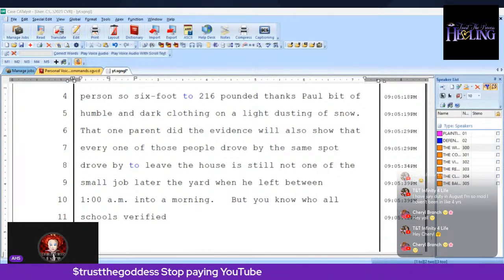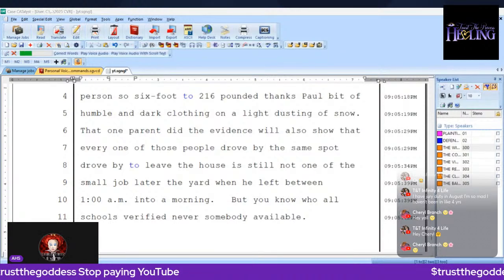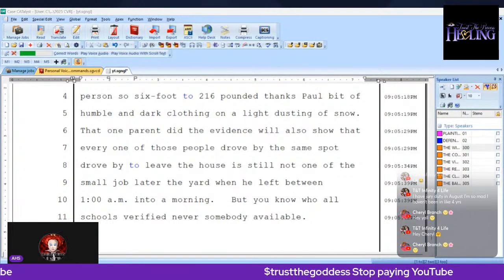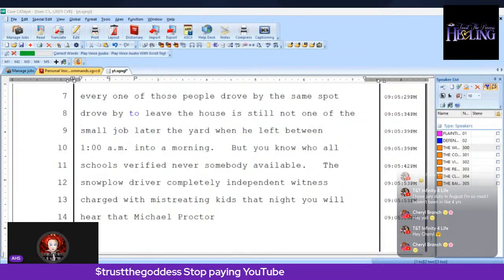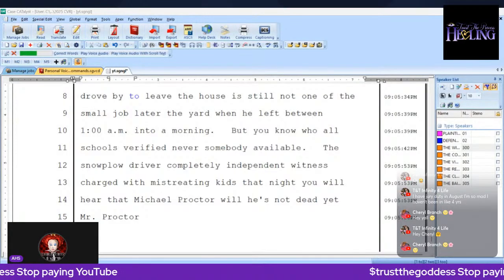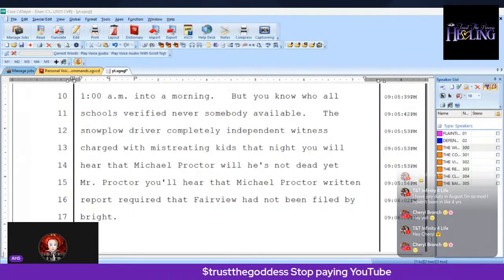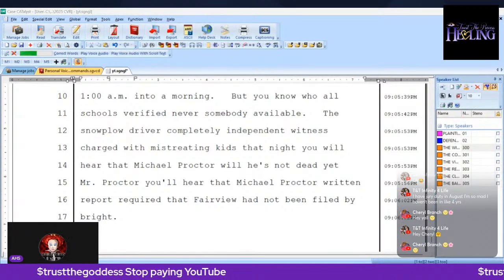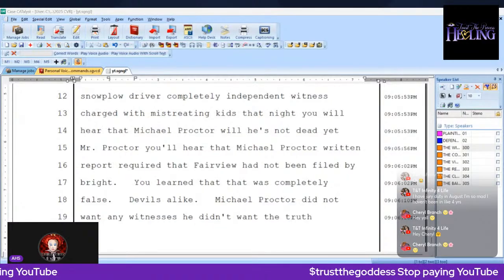The snowplow driver, a completely independent witness charged with plowing the streets in Canton that night. You'll hear that Michael Proctor wrote a report where he claimed that Fairview had not been plowed that night. You'll learn that that was completely false. That was a lie. Michael Proctor did not want any more witnesses. He didn't want the truth, and he falsely claimed the road was never plowed.